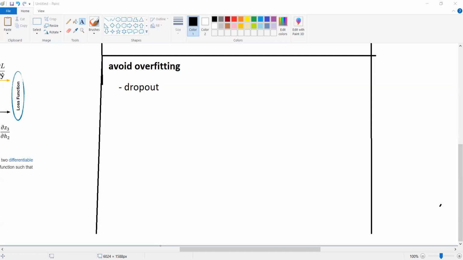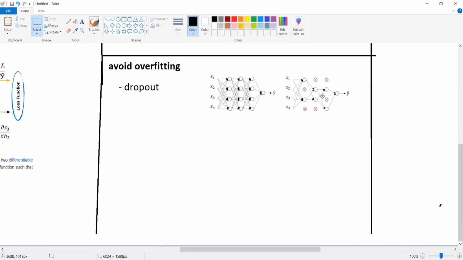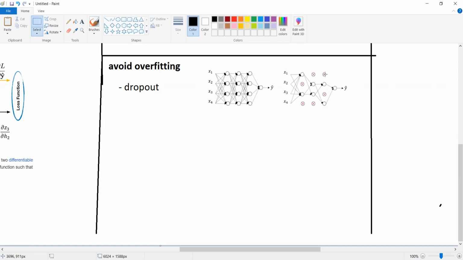In the picture here, they randomly dropped a lot of the neurons. Many of them. Right? They dropped half. Wow, that's crazy. No, you don't want to drop half. You want to drop a few. I don't know, like 5%, 10%. See what works.